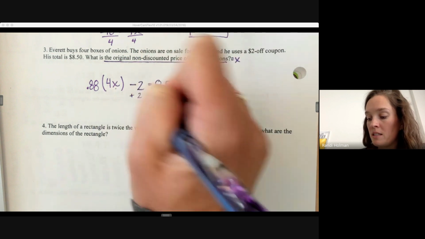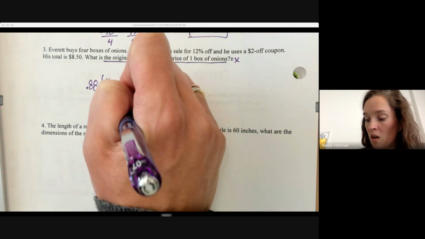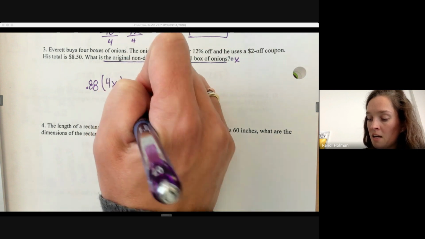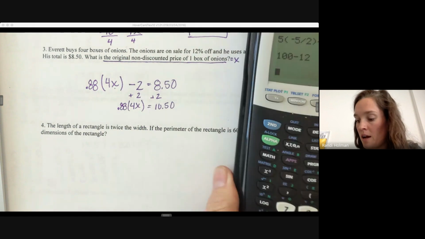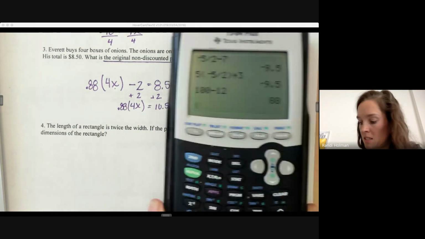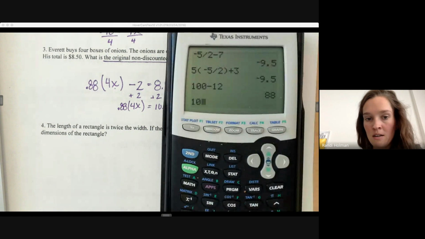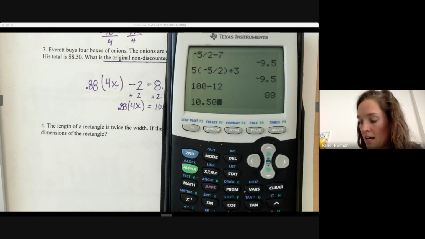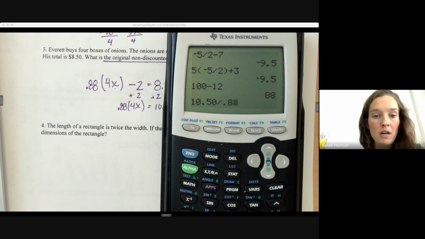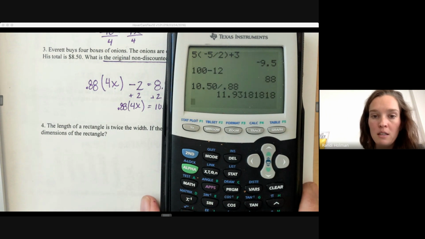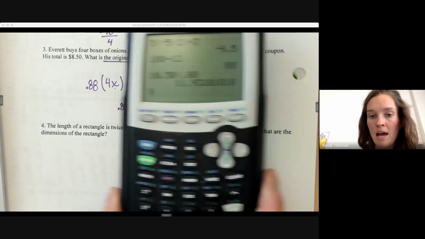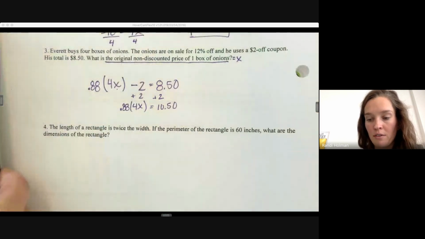$10.50 was the price before that $2 off coupon. Again, I can multiply this 4x times 0.88, but I wanted to see what it looks like without. So if I'm going to get rid of that 88%, I'm going to take my $10.50 and divide it by the 0.88, right? It should be more because that's going to show me what the cost was before the 12% off. Okay, and remember it's money, so it's not 11.9318181818. We're going to round that eventually, but let's just leave that in our calculator for right now.